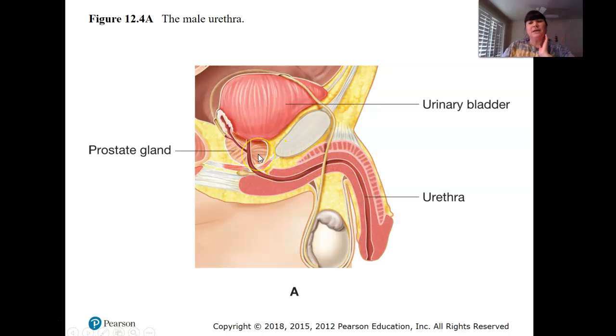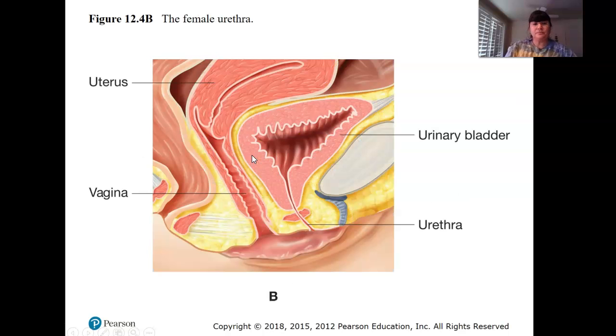Many times, as males get older, the prostate gets larger, an enlarged prostate. And you could see if someone has an enlarged prostate, it's going to cause problems with urination. It makes it harder to urinate. Well, look, here's the urethra, the tube that's carrying the urine out. If this is enlarged, it's going to press on the urethra.